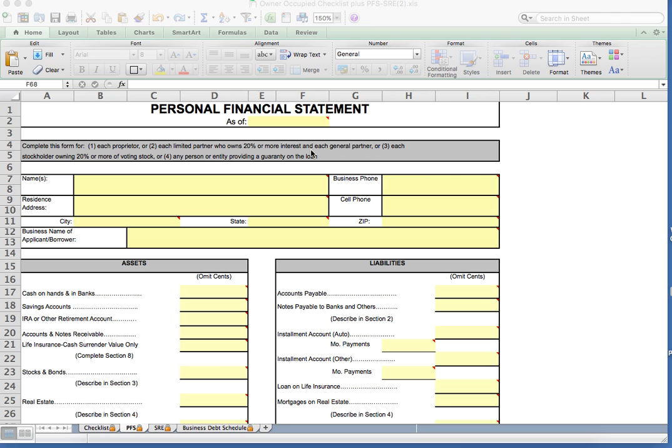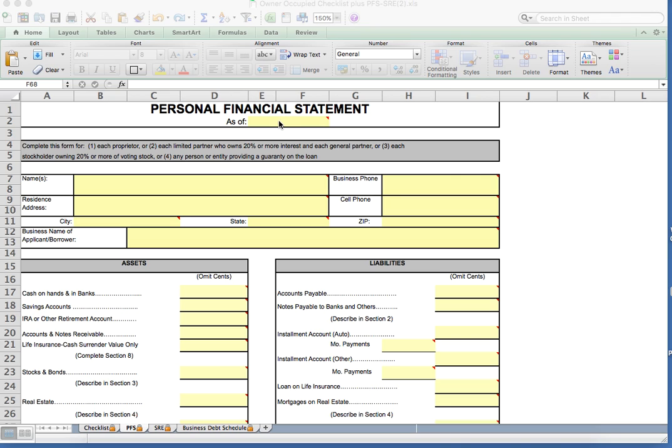So the personal financial statement is really a snapshot of an individual's assets and their liabilities. Ultimately, we're looking at what is somebody's net worth, which is assets minus their liabilities.